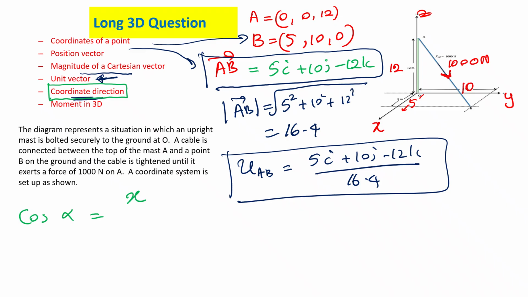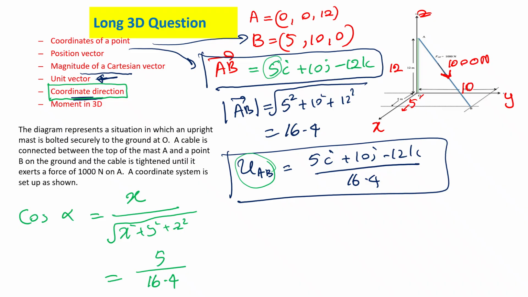So how do we write cos alpha? The x component, whatever you have in front of x, divided by the square root of x squared plus y squared plus z squared. In this way, you can use AB because it's the same. AB or unit AB is the same direction, so the angle is the same. So you can say 5 divided by 16.4. Agree or not? Because this is 5 and the magnitude is this. So alpha is cos inverse of 5 over 16.4. You can find the alpha angle.